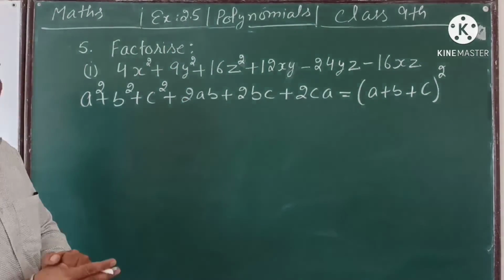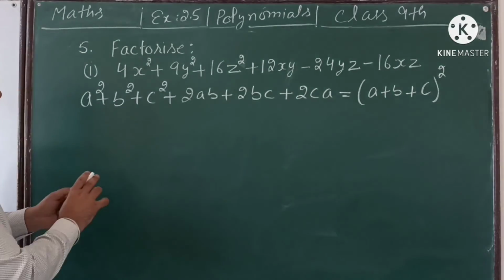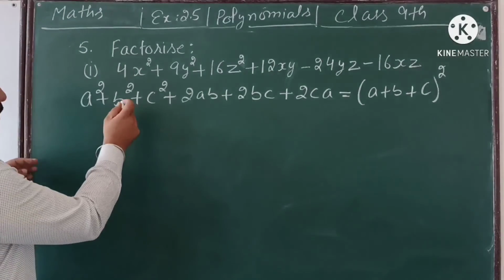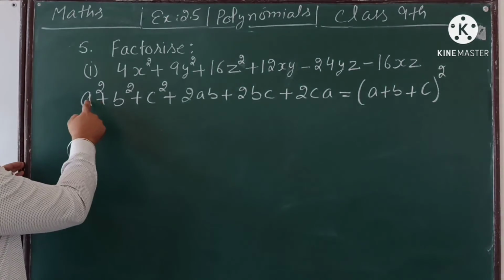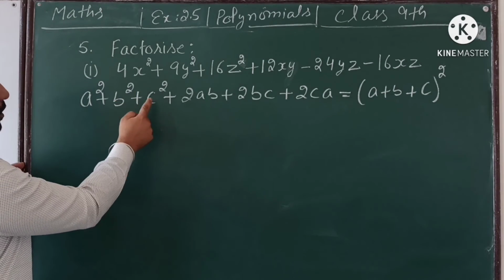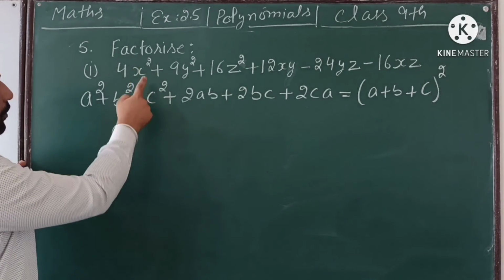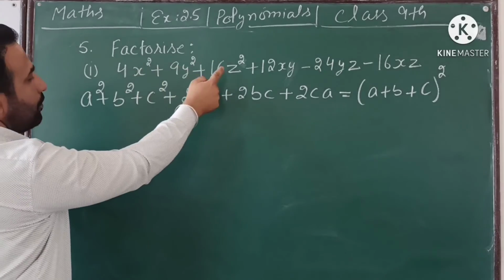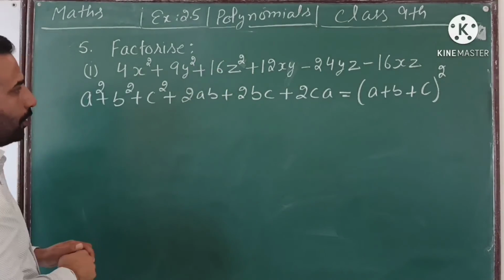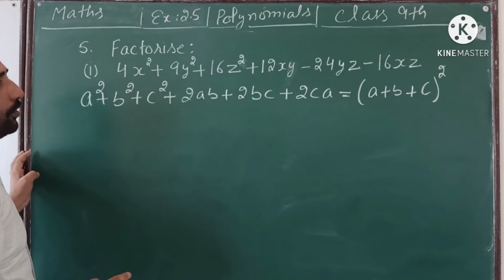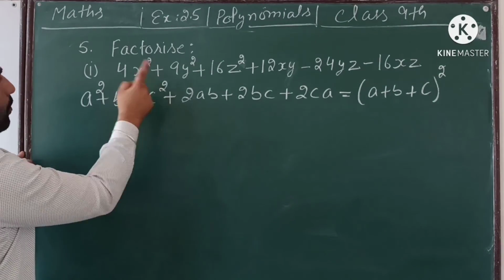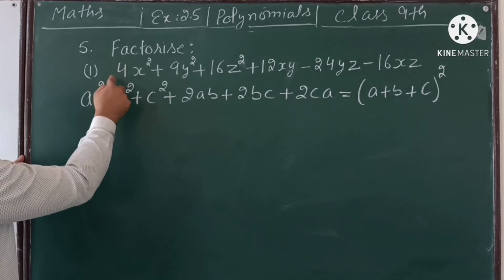Okay, so how will we do it? First of all, we will compare the identity to our terms. So we can check here a raised to power 2, b raised to power 2 and c raised to power 2, and here we can check x raised to power 2, y raised to power 2 and z raised to power 2. Okay, it means these are our numbers a, b and c. Okay, we can check from power 2. So we will convert these numbers into square form.